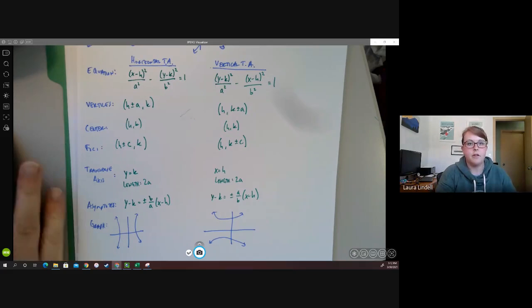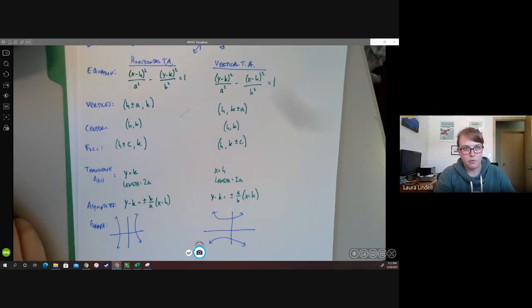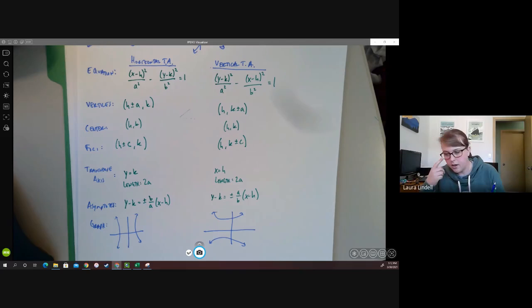Okay, so that is all the information that we want to be able to pull from the equation, or tell by just looking at the equation, or even tell from the graph, really. We want to be able to do a lot of different things with these. We want to be able to take an equation and pull this information from it so that we can graph it. We want to be able to take some of this information and construct the equation and or construct the graph.